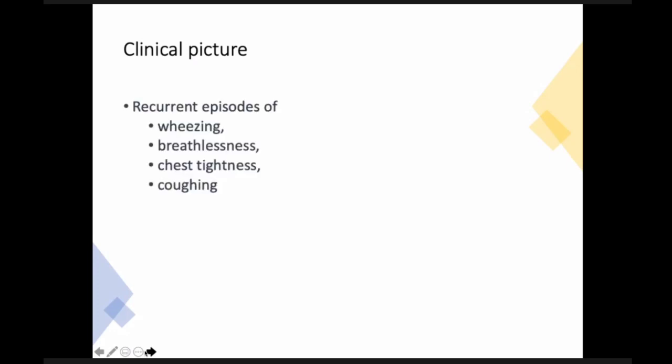Okay. Clinical picture of asthma: the patient presents with these four symptoms that I described earlier. Wheezing. Why do they get wheezing? Because there's airway narrowing. When the air is pushed out, you get this rhonchi, the noise coming, and it is particularly an expiratory noise. Wheeze is an expiratory noise which you hear on both sides of the lungs.